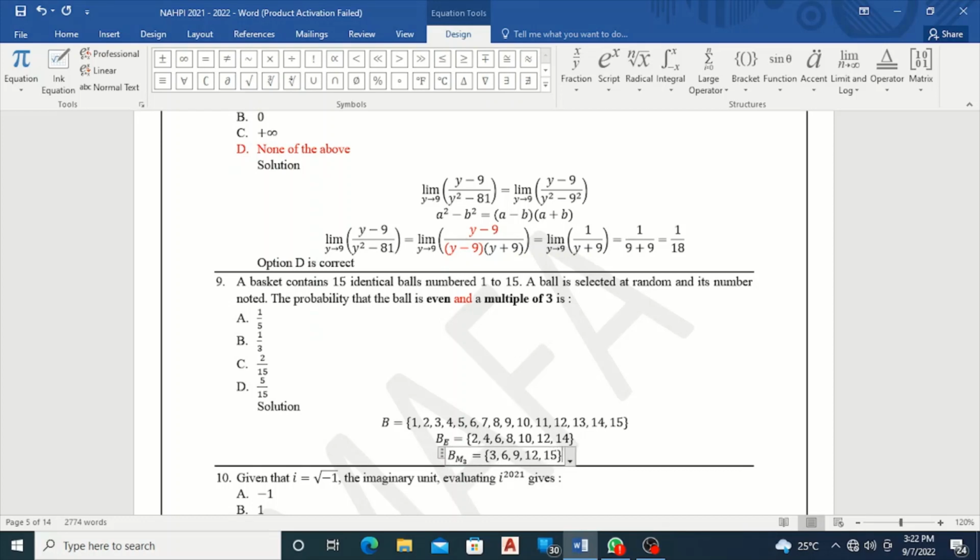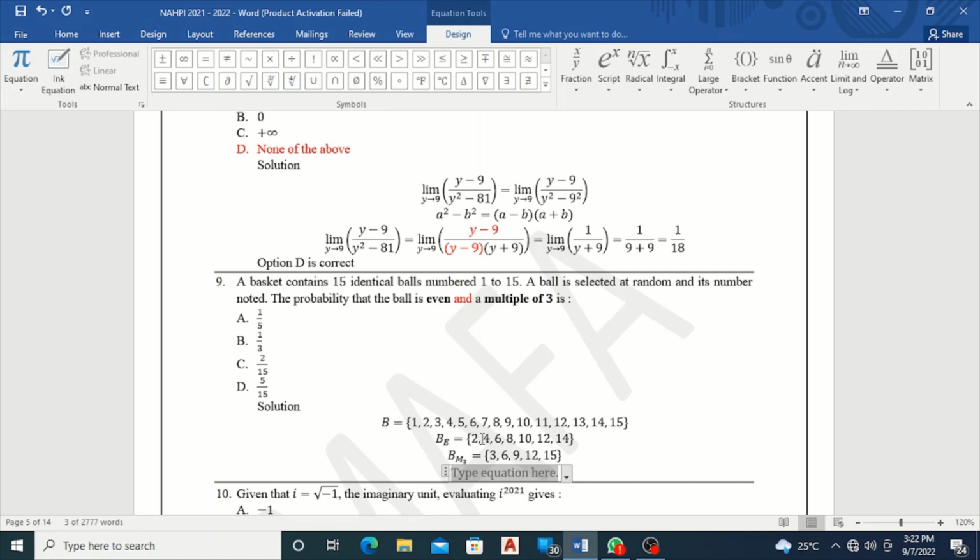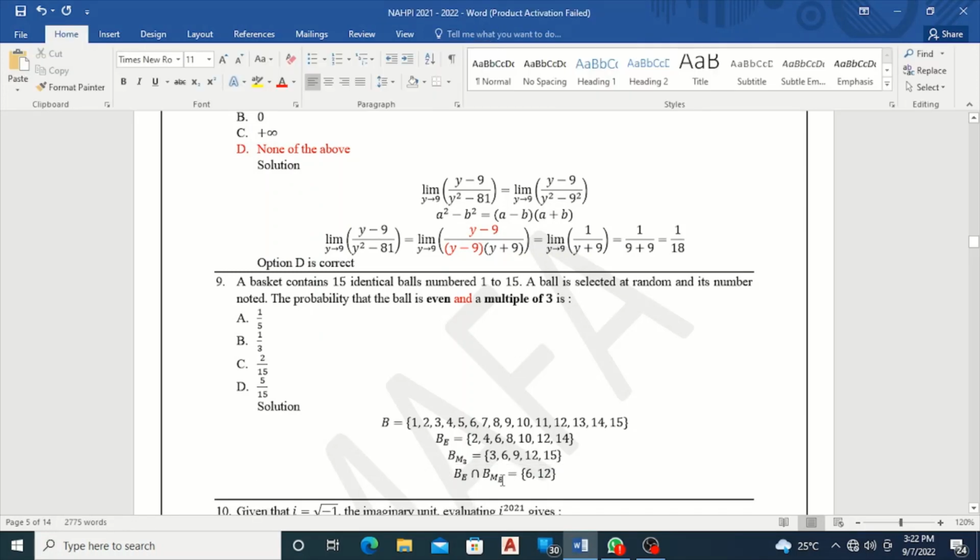We end there. Alright, now let's look for the balls that are even and are multiples of 3. That's what we actually need. So what's going to be the set? It's going to be the intersection. 2 is off, 4 is off, 6 is there. So we have 6, and 12 is there. We have 12. Those are the only 2 balls. So we see that there are only 2 balls that are even and multiples of 3 in our set.